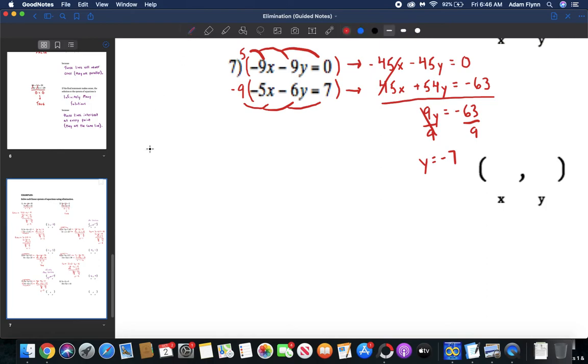That a little neater. For my top equation, I've got negative 9x minus 9. Instead of y, I've got negative 7 equals 0. So if I keep simplifying, I have negative 9x. Negative 9 times negative 7 is going to be a positive 63 equals 0. I can subtract 63 on both sides.